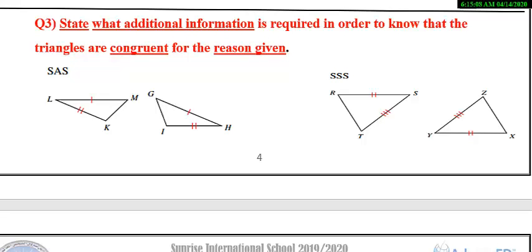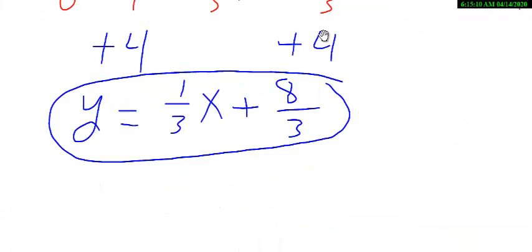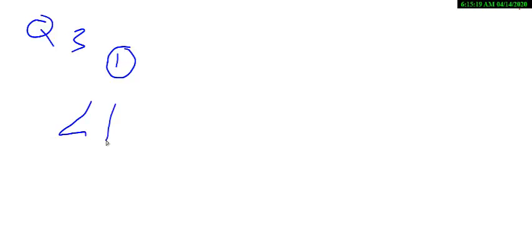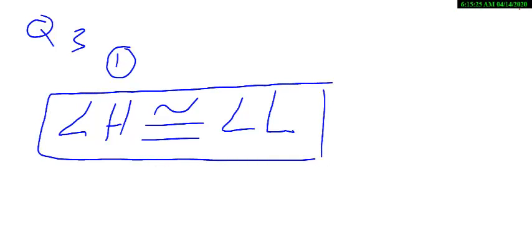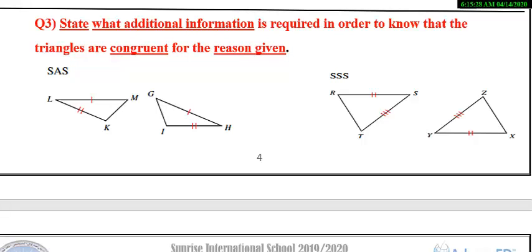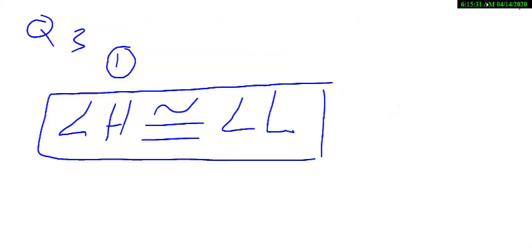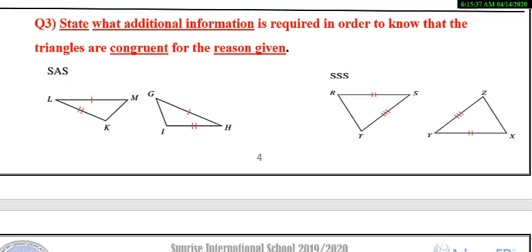So I need to write this down. Question number 3, part 1: angle H should be congruent to angle L, and this is the condition which is missing. The second part, number 2, for the same question: the side XZ should be congruent to the side TR to complete the SSS.